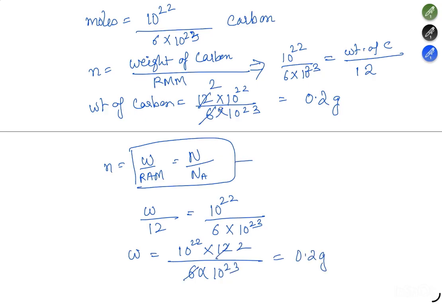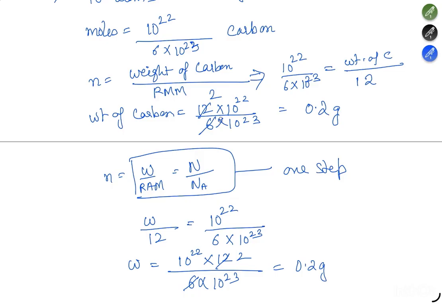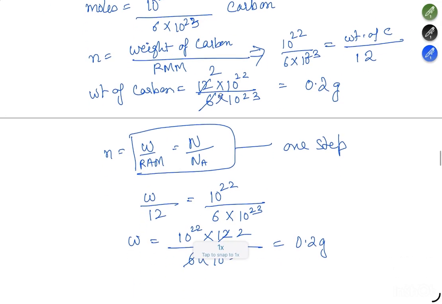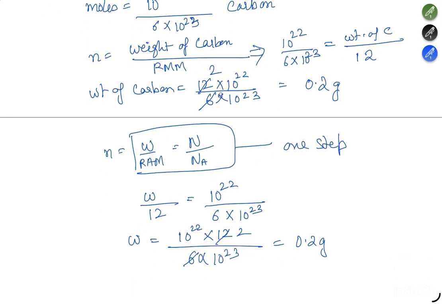So this is the one which I have done in one step by equating the weight and the number formulas together, and in the previous method I calculated the moles and then converted the moles. I hope you understood both the ways. Again I am repeating, whatever way is convenient for you, you follow that, and you don't need to do both the ways in the exam. Any one way is fine, whichever you are very confident with.